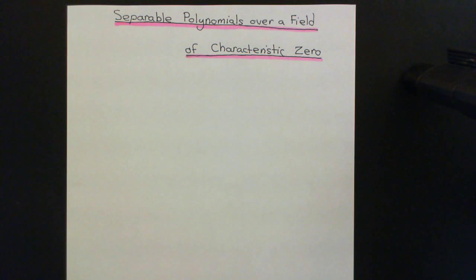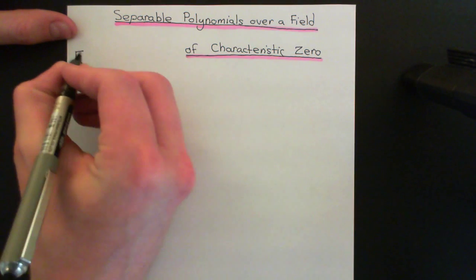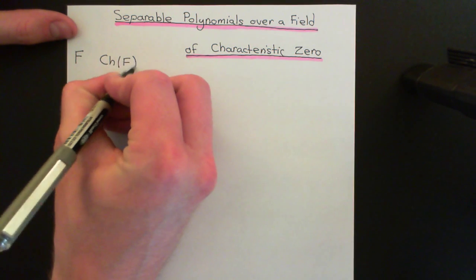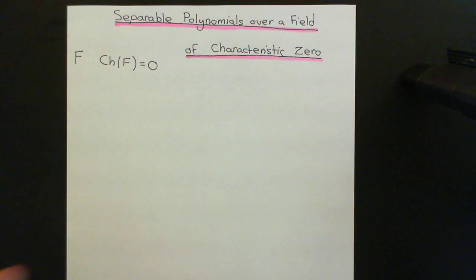In this video, what we're going to talk about is separable polynomials over a field of characteristic 0. So we are going to restrict our attention down to a field which has characteristic 0. The field that we are working with throughout this video is going to be one of characteristic 0. So the characteristic of the field F is going to equal 0. Now remember what that means.